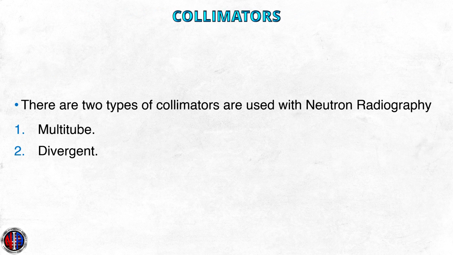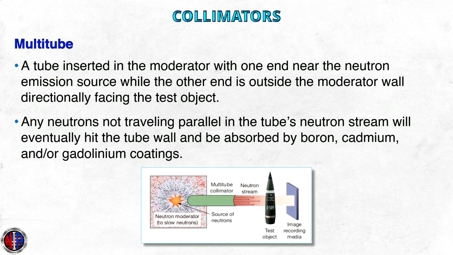There are generally 2 types of collimators used in neutron radiography, a multi-tube and divergent. Multi-tube collimators can be visualized as a tube inserted in the moderator with one end near the neutron emission source, while the other end is outside the moderator wall directionally facing the test object. As the steady stream of neutrons channel through a tube, any neutrons not parallel in the tube's neutron stream will eventually hit the tube wall and be absorbed by boron, cadmium, and gadolinium coatings.